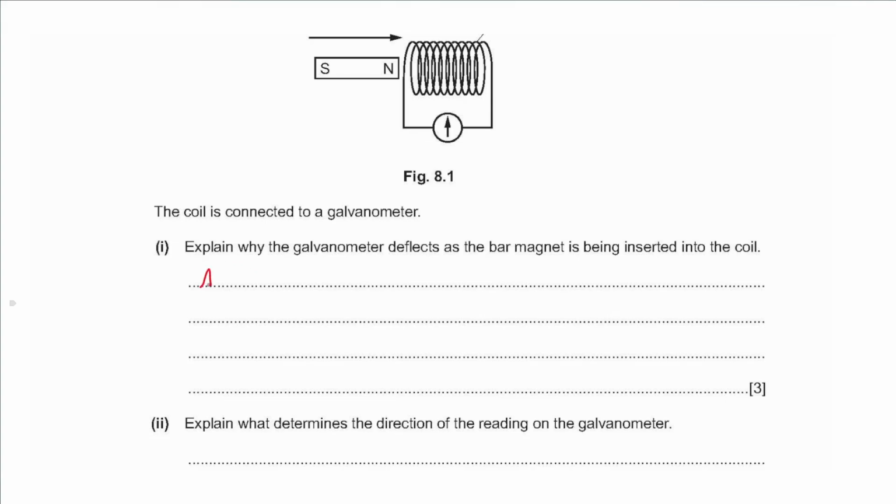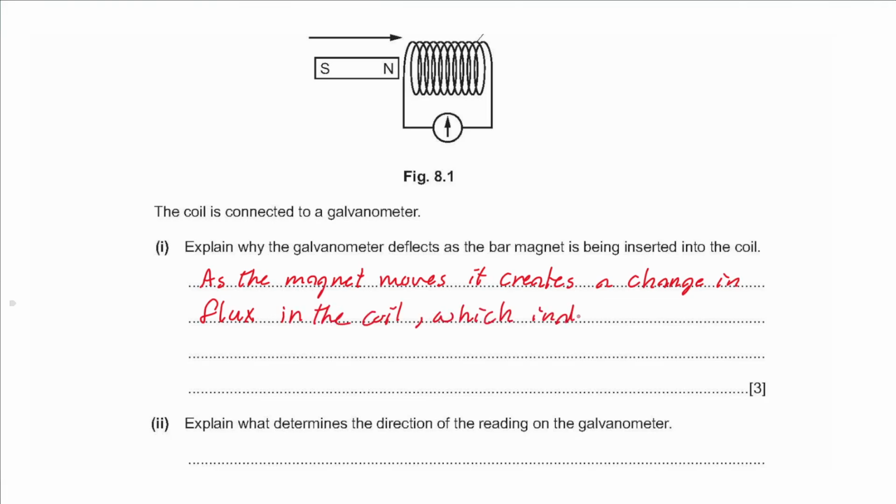We can say that as the magnet moves, it creates a change in flux or change in magnetic field. We can also say that its magnetic field cuts the coil. So we say here change in flux in the coil, and this induces an EMF across the coil. So there is a current going through the galvanometer.